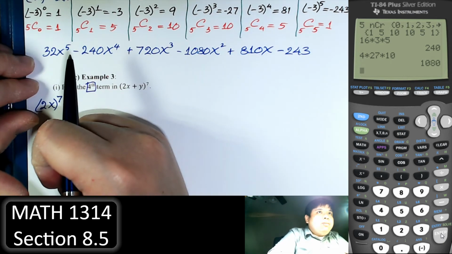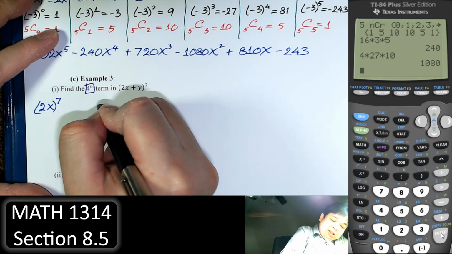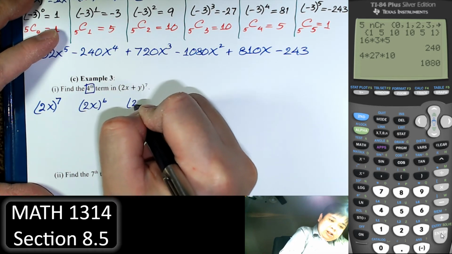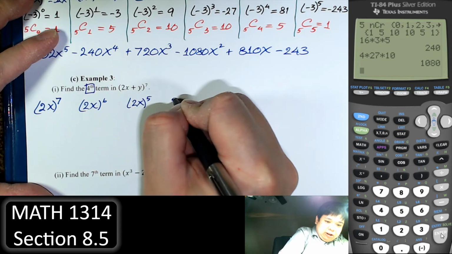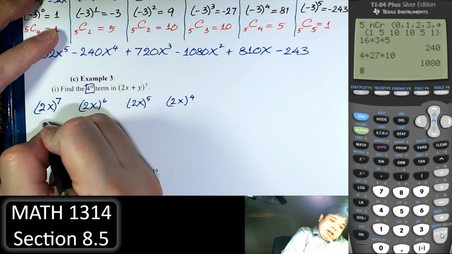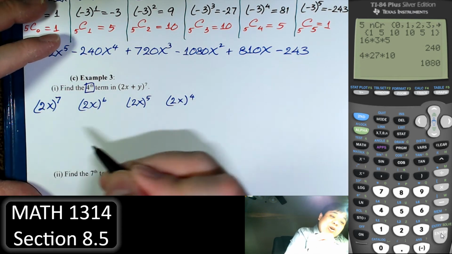So the fourth term, we just count 7, 6, 5, 4. So this is the fourth term. If we don't want that, there's another way to do this too.